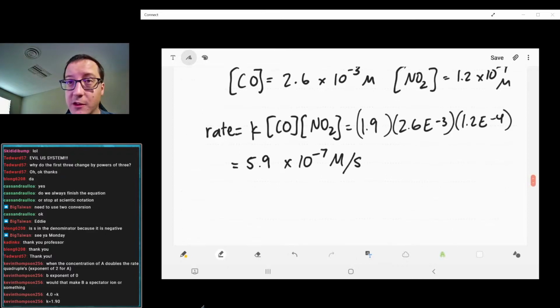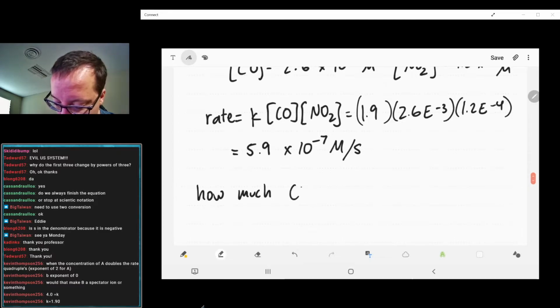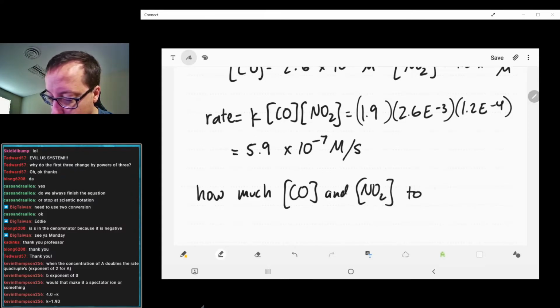There's another thing we can do while Kevin is double checking. We can figure out, if we wanted the rate to be a particular rate, what concentrations we would need to get the rate to be that at our given time.